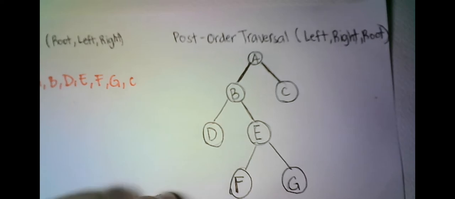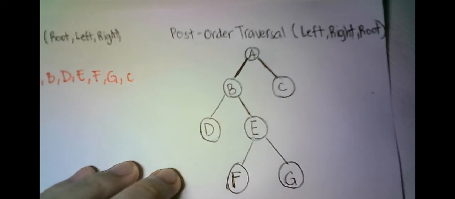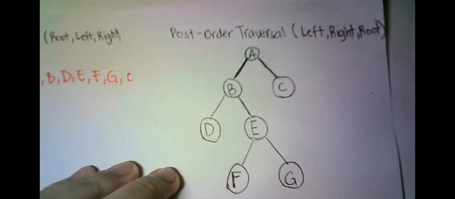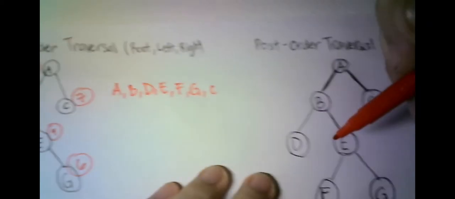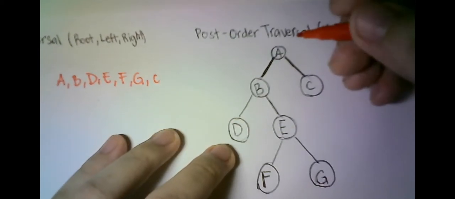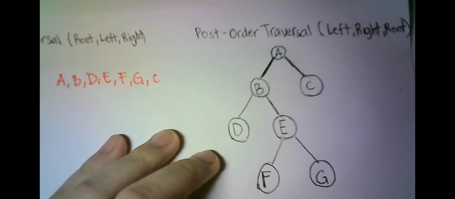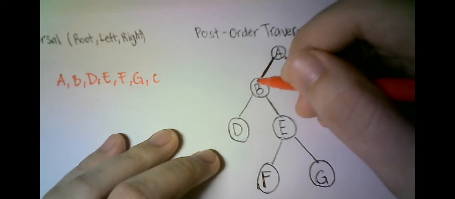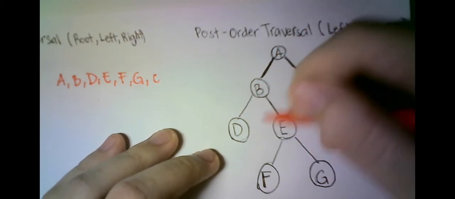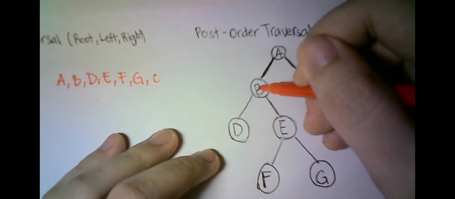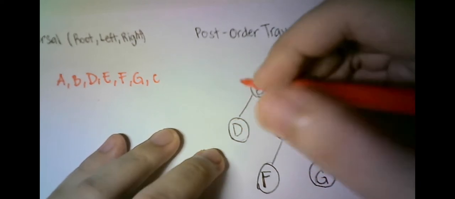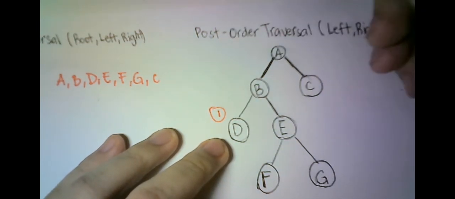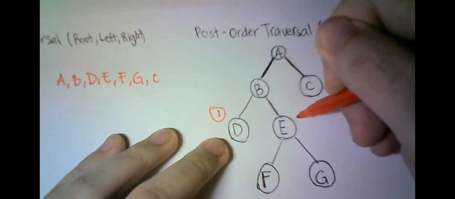In the post-order traversal, you start from the left node, then you go to the right node, then you go to the root node. So in the same tree, you're going to traverse it. You start from the left. But since B here has children nodes, we find its left node, which is D. So we start from D. This is our first. Then left, right, root. Then you go to the right, which is E.